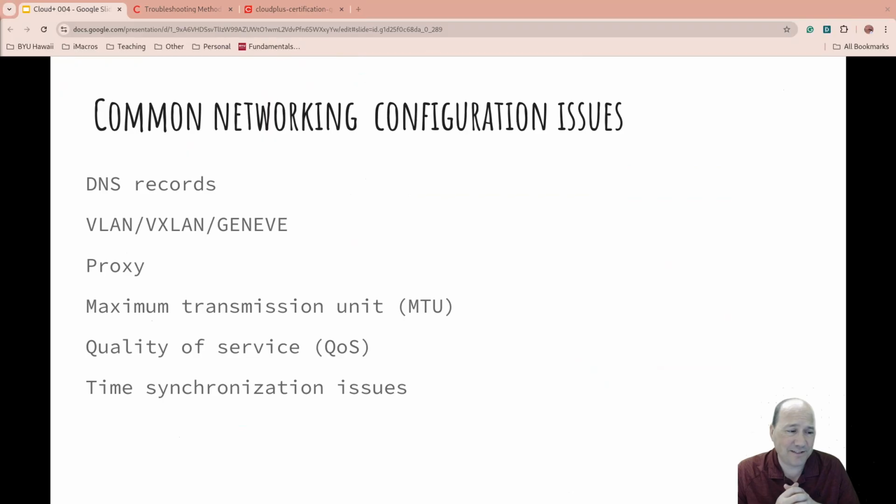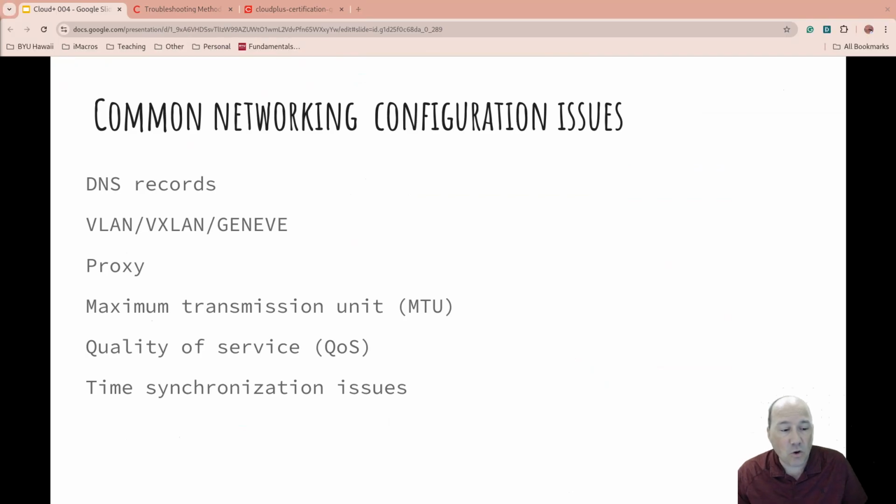So DNS records, are they manually or automatically set up? Do you have your VLAN, your VXLAN, and Geneve to be able to migrate virtual machines between even data centers, if that's a requirement? Are your proxies configured properly? Do you understand the size of your packet? How big is your maximum transmission unit?